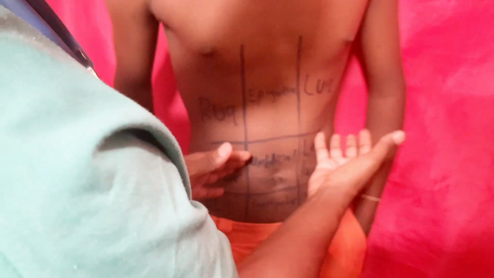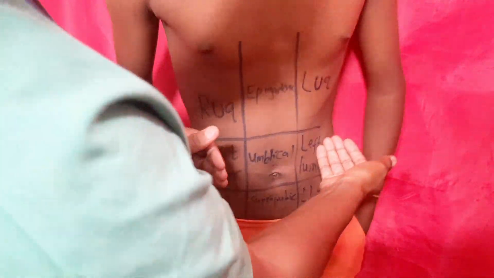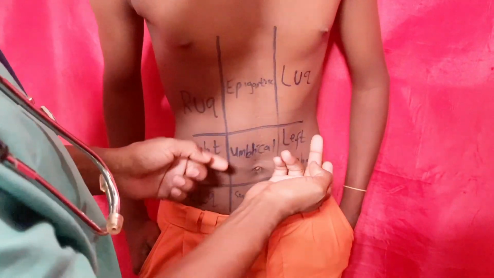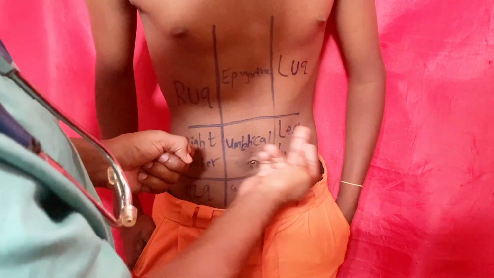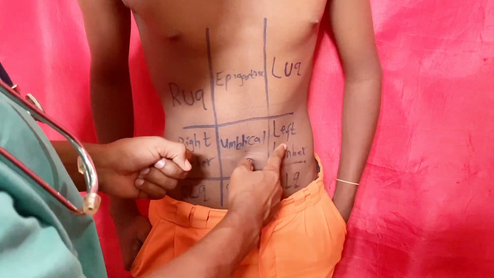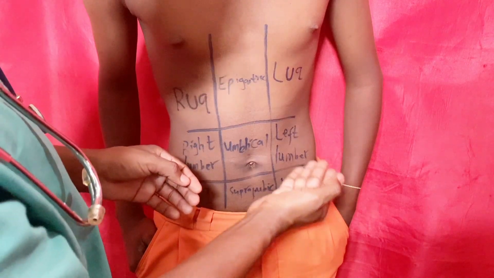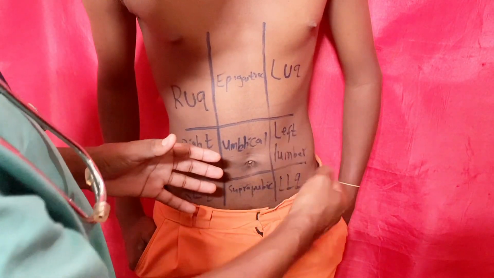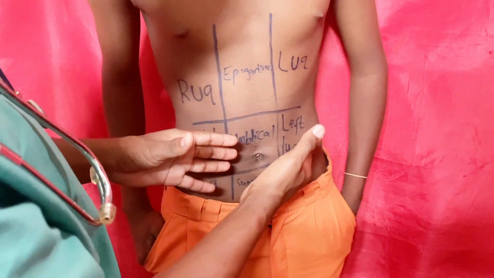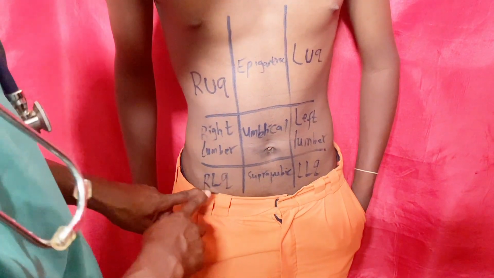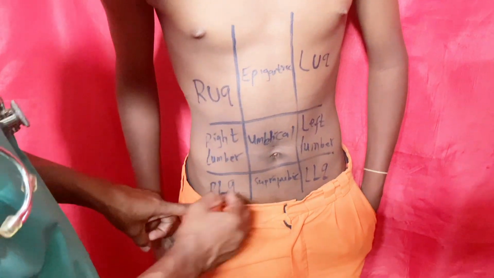What about the left lumbar region? The organs involved in this region include the kidney, the small intestine, and the colon. So you may have conditions like kidney stones, pyelonephritis, that is infection of the kidney, or maybe colitis, inflammation of the colon.